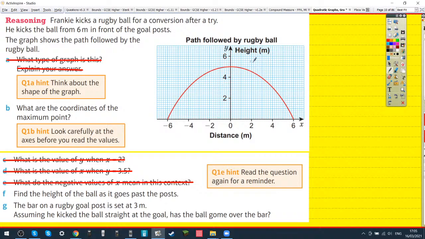Okay, how about this one? Parts E, F, and G. What's the coordinates of the maximum point? That is 0, 5. Yeah. Right. F.